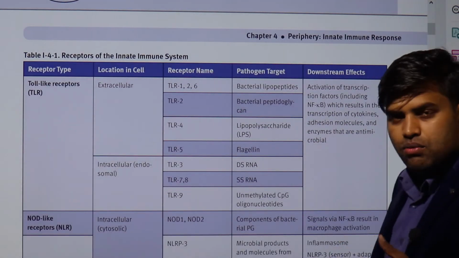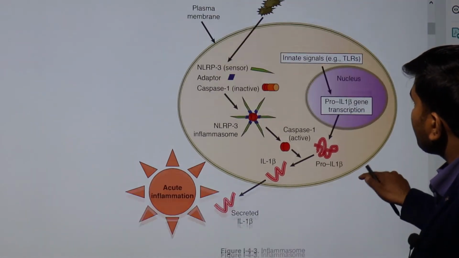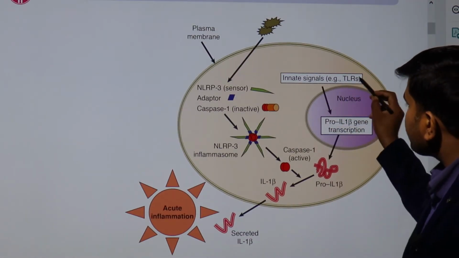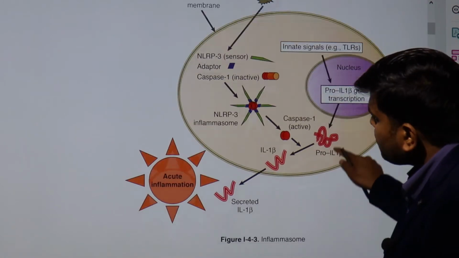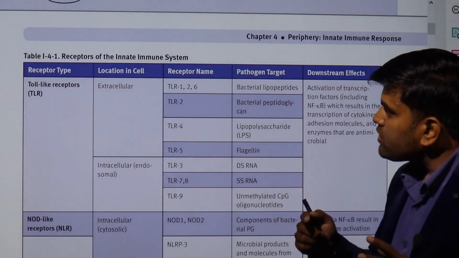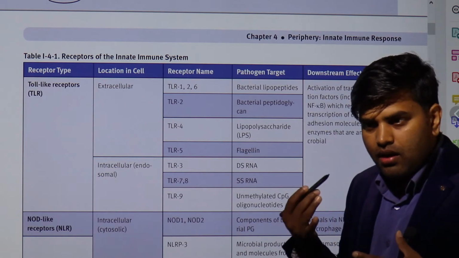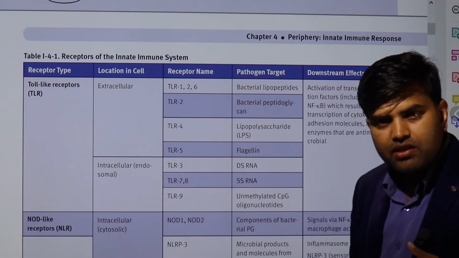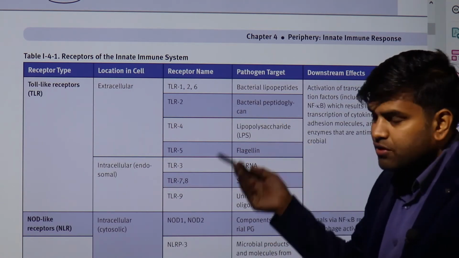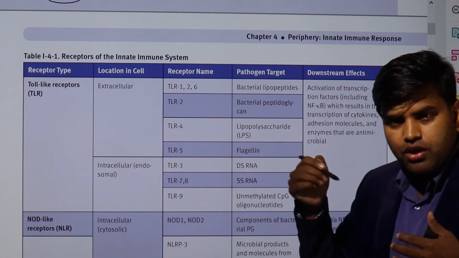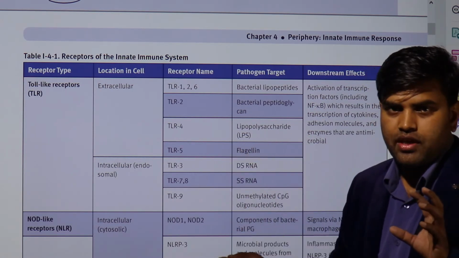So now moving forward, there are some receptors of the innate immune system. You have to understand that this toll-like receptor, the innate signals, this toll-like receptor was responsible for transcription of this pro-interleukin 1 beta. So what I'm trying to make you understand is about this toll-like receptor. There are a few receptors present on these macrophages, dendritic cells or neutrophils, these myeloid stem cell originated phagocytic cells. They have this receptor incorporated on their cell, so they recognize the pathogen present outside.